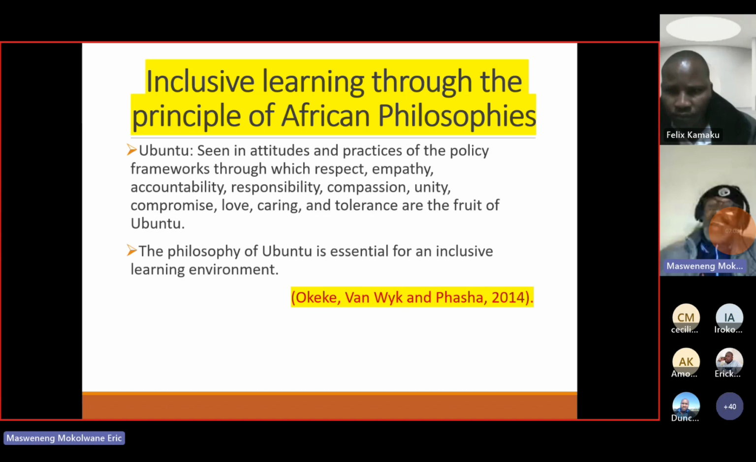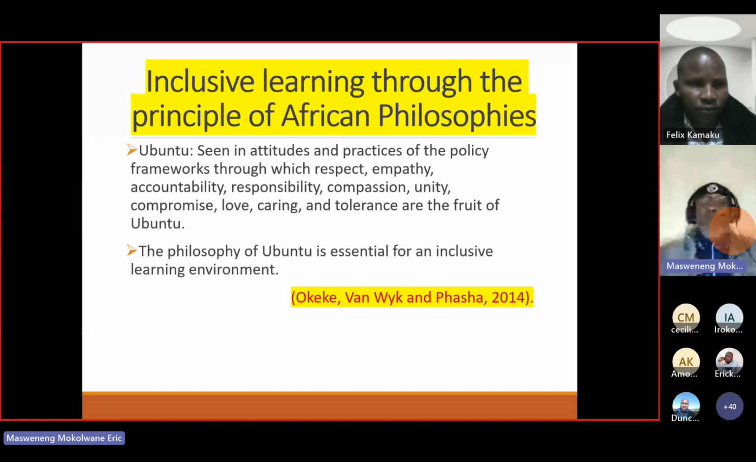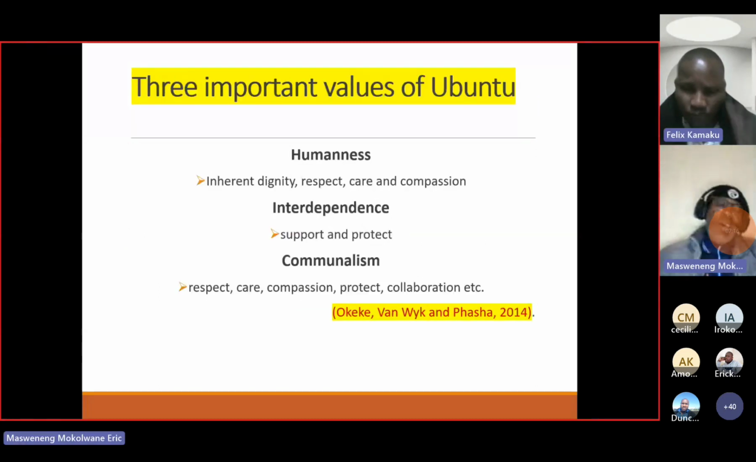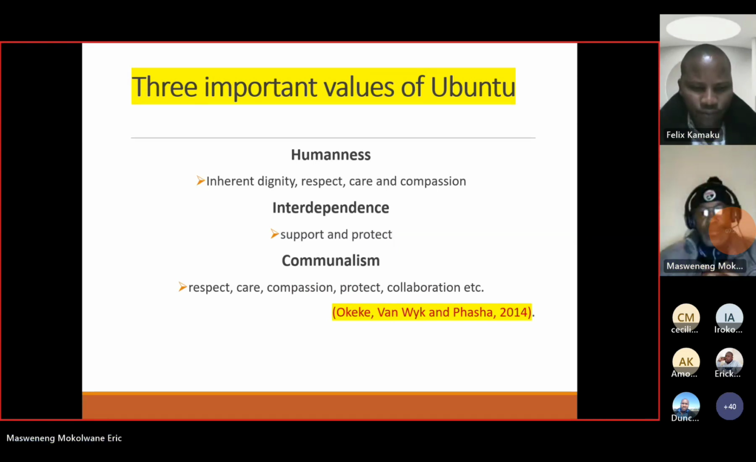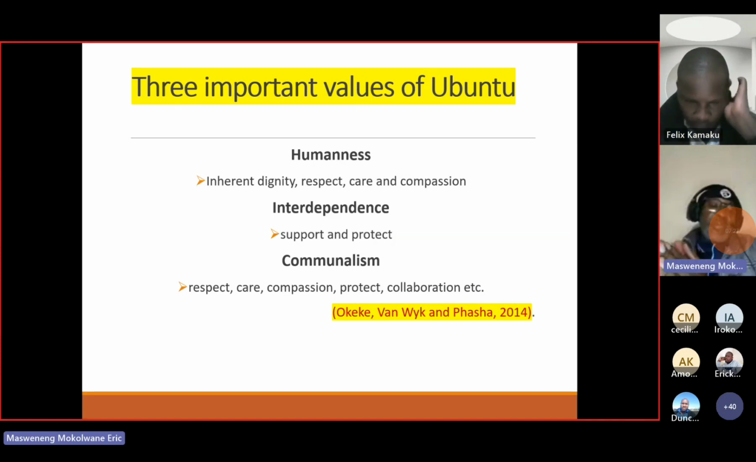Now, the philosophy of Ubuntu is essential for inclusive learning because it makes everyone comfortable, it makes everyone welcome, it makes everyone at ease in terms of learning and teaching. Well, there are three important values of Ubuntu. These are the most important, the three, which is humanness, which says everyone has got the right to inherent dignity, respect, care, and compassion.